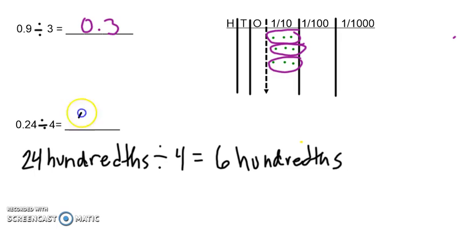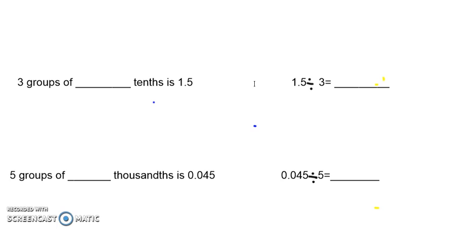And then I can record that in standard form. Remember, if you're still getting stuck, use your place value chart to help. I have 6/100, so I would put my 6 in the hundredths place, my decimal doesn't ever move, and then I would need to fill that with a 0 to hold the place. So I have 0.06 to represent 6/100.